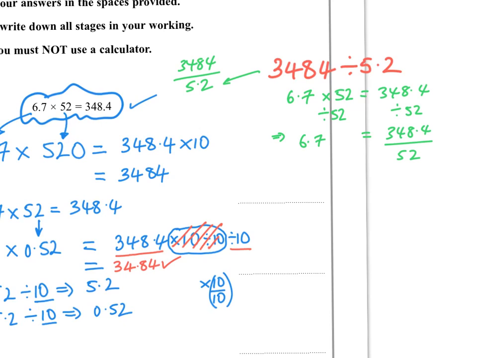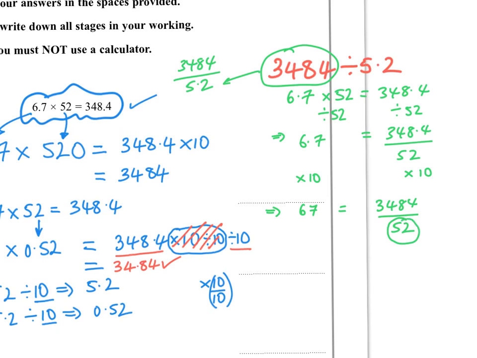So the first thing to do would be to try and get 3,484 on one of the sides. So if I times this side by 10, I've got to do the same to this side. So that would give me 6.7 times 10, which is 67. And then, of course, when I times a fraction by 10, I'm timesing its numerator only, the number. So I'll have 3,484 divided by 52. And then here's the tricky part. I've got to somehow make this 52 into a 5.2.